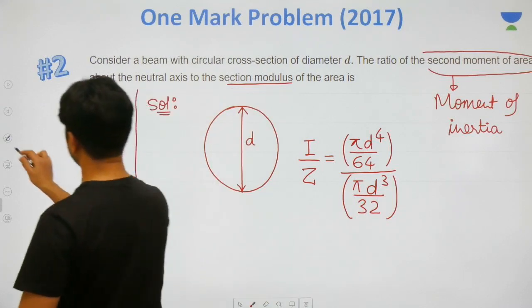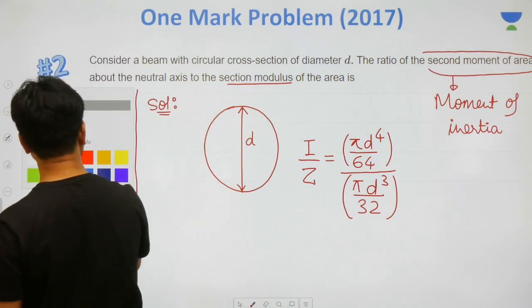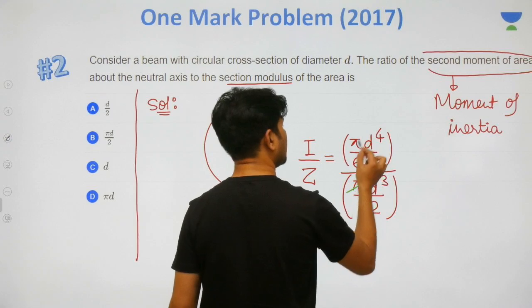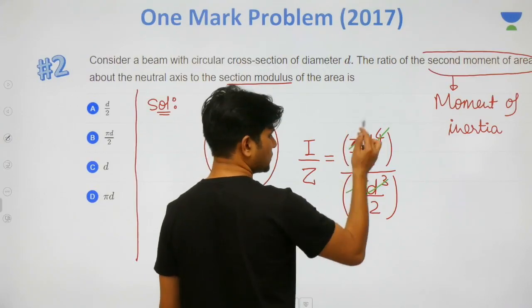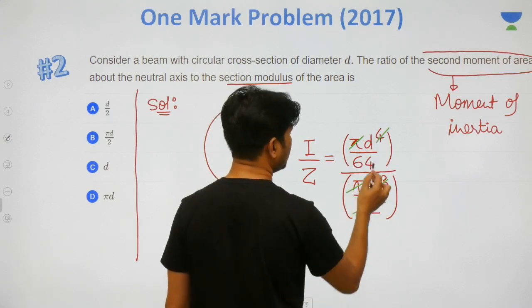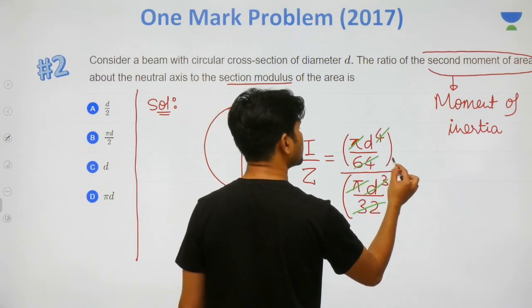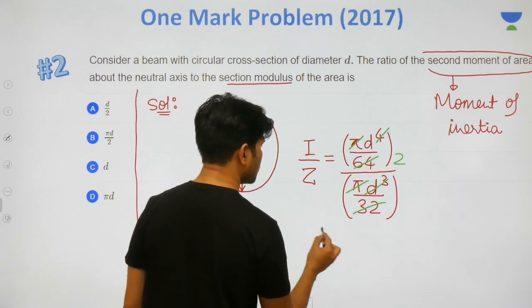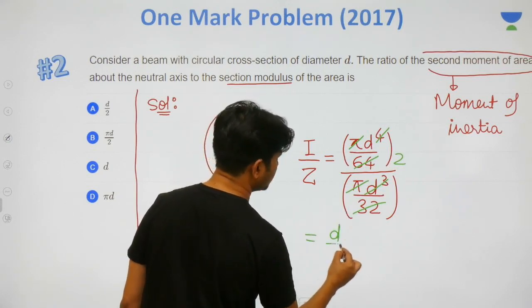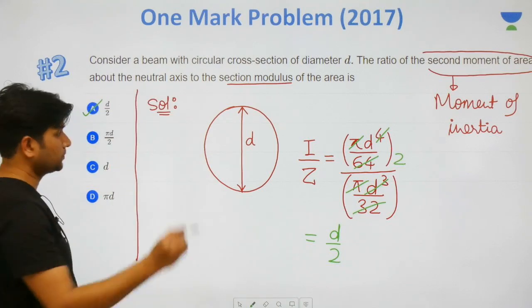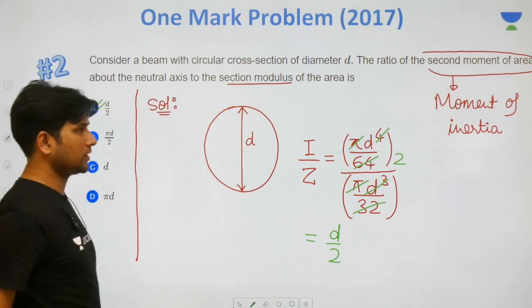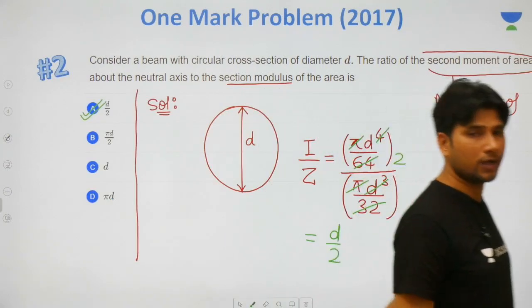Now pi and pi are going to cancel each other. D cube and d power 4 almost cancel, only one d is remaining. And 32 and 64, there will be 2 remaining here. So this ratio you'll get simply as d by 2. First option is the correct one. Now let us go ahead.